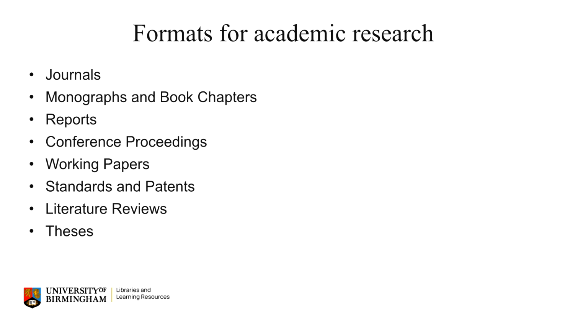Now let's consider the formats in which academic research is published. These include journals, monographs and book chapters, reports, conference proceedings, working papers, standards and patents, as well as literature reviews. Any of these resource types may be of interest to you at different stages of your research.